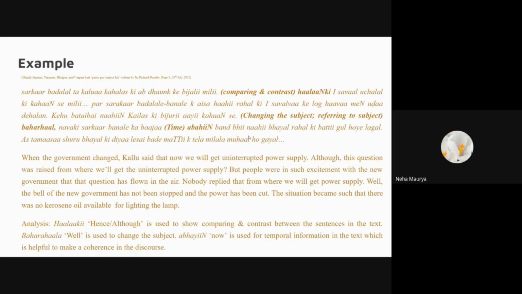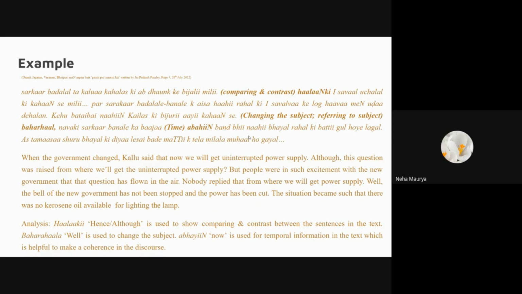Now these are some few examples which I'm going to read here. In this particular example, you can see "haalaanki", "baharhaal" and "abhi", these three highlighted parts are the examples. In this text, with "haalaanki", here it shows comparing and contrast. Then with "baharhaal", here it shows changing the subject.